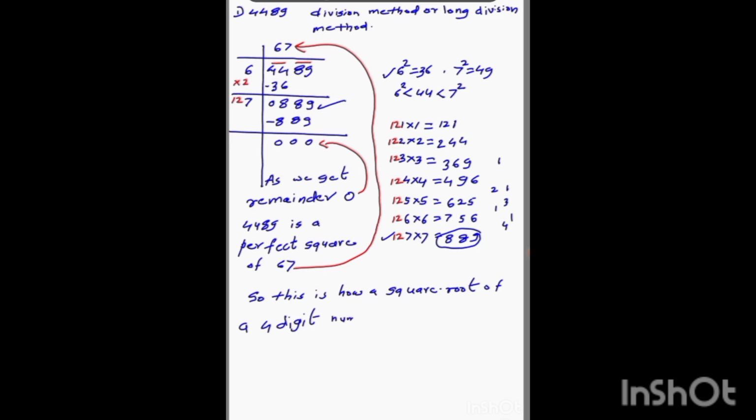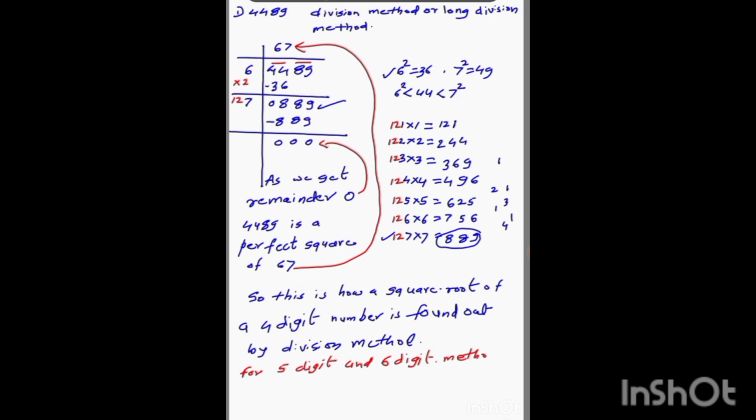If it is not a perfect square, then we will see what to do. We have covered this also in some other video, but presently we are dealing only with the perfect square number. This is how the square root of a 4-digit number is found out by the division method. For 5-digit and 6-digit numbers, the method basically remains the same.